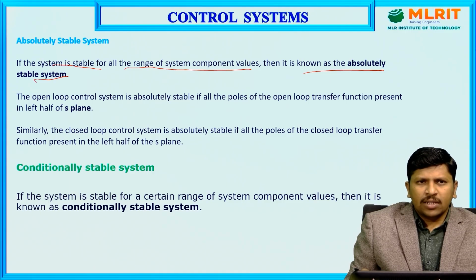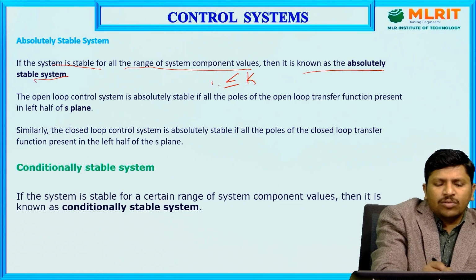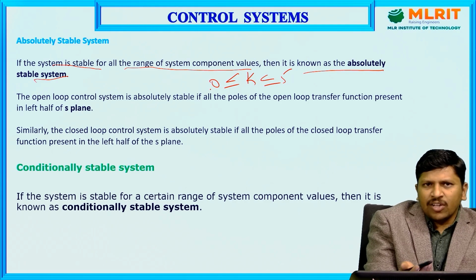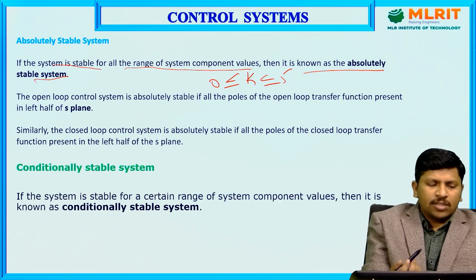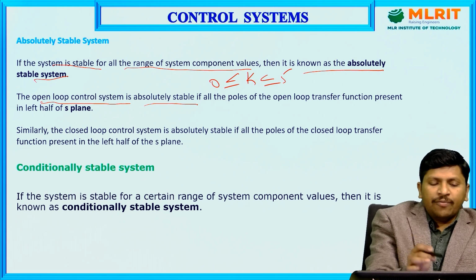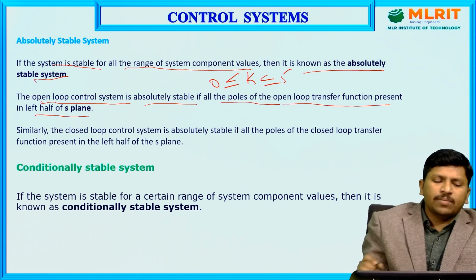So the system is absolutely stable when the parameter or component values of that system lie in a particular range, for example k from 0 to 5. That is the range of that component. Those types of systems are absolutely stable systems. Here, the open loop control system is absolutely stable if all the poles of the open loop transfer function are present in the left half of the S plane.